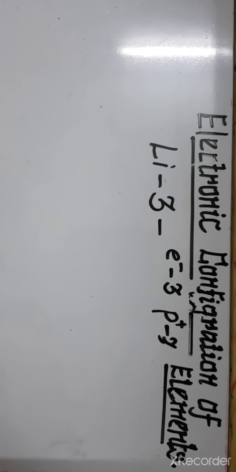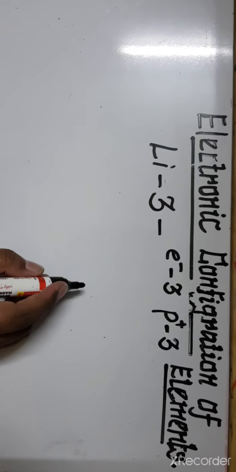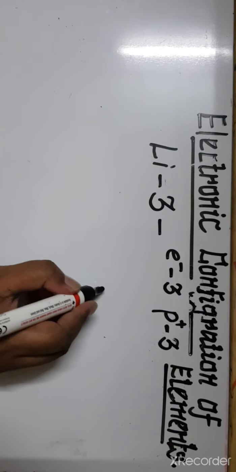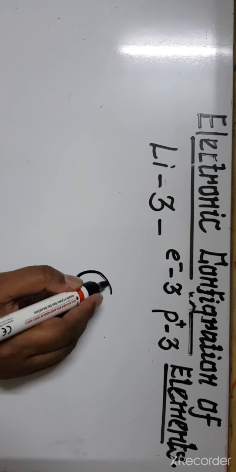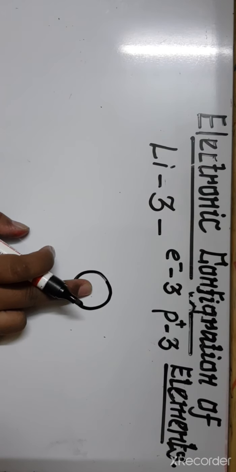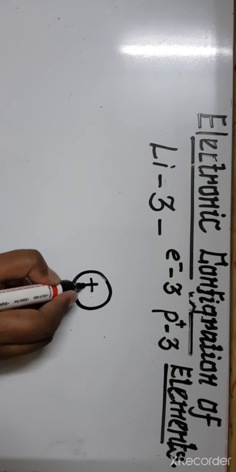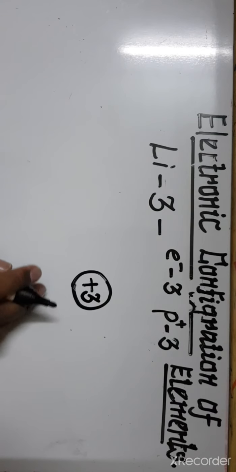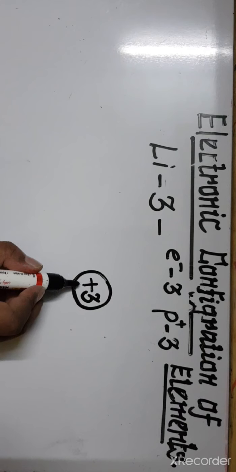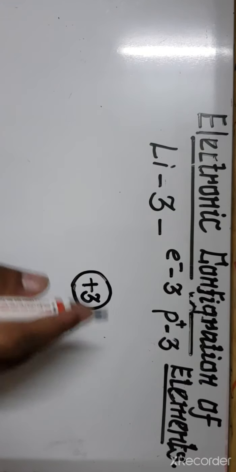When we write the atomic structure of lithium, first of all we have to draw the nucleus. So we will first draw the nucleus of a lithium atom. In a nucleus, which subatomic particles are present? Positive subatomic particles are present. Which are they? Protons. How many protons are there? 3 protons, so we will write 3 plus over here. That means 3 protons. Then the electrons revolve around the nucleus.